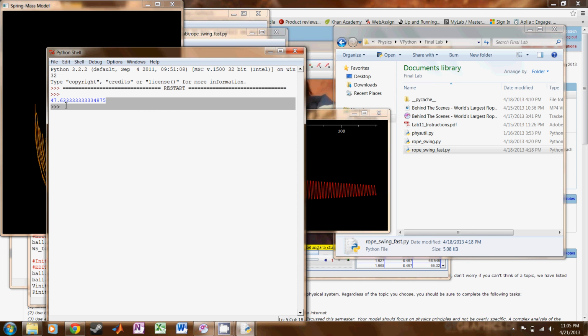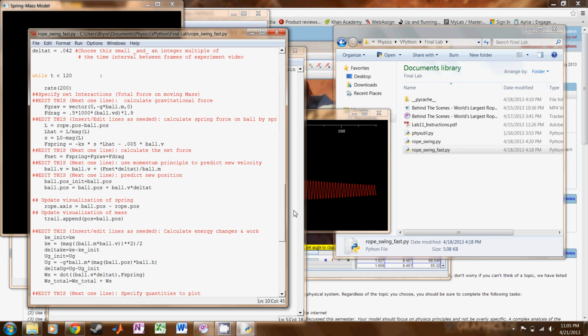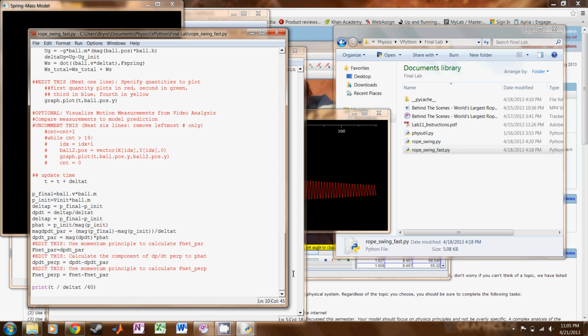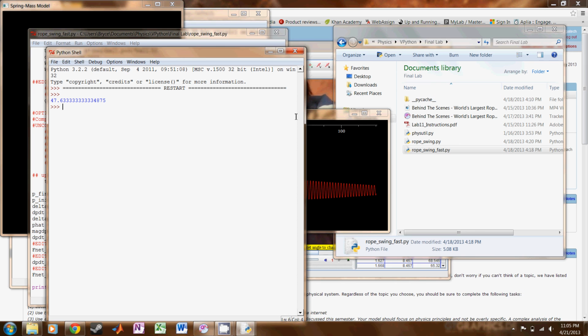So we have it printing the time. It took about 47 seconds for them to manage to actually get to a point where they would stop. So you would be on that rope for a very long time.